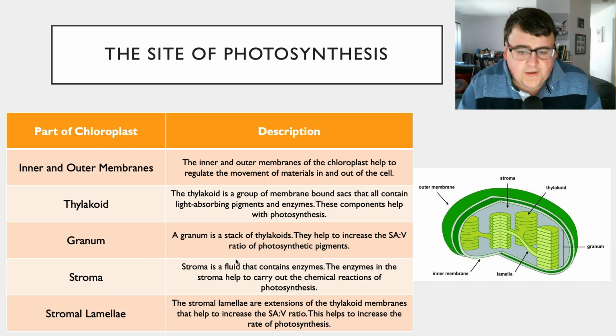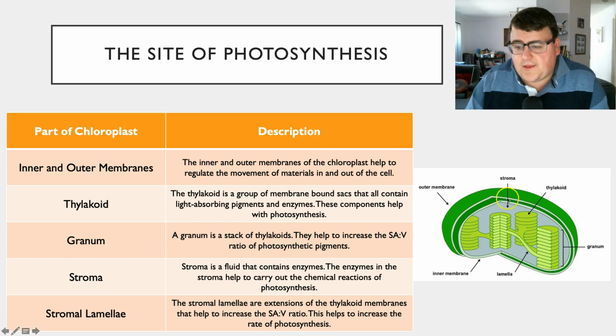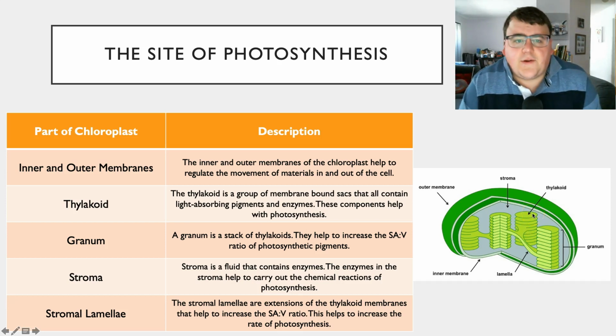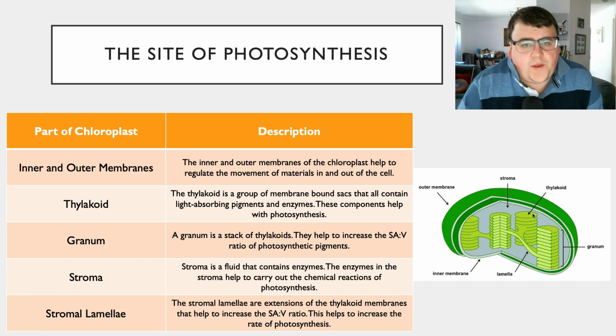Apologies, the table here says cell, it should be mitochondria. We also have the thylakoid, which is a group of membrane-bound sacs. Thylakoids here. Okay. Membrane-bound sacs that all contain the light-absorbing pigments and enzymes, which are going to help with photosynthesis.